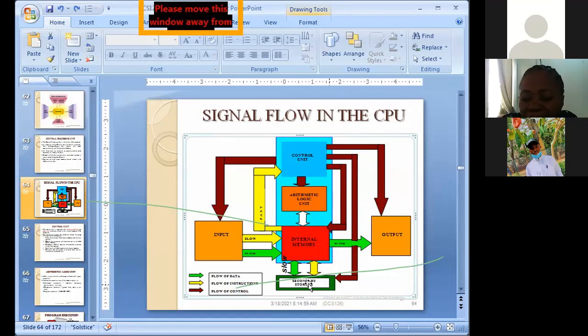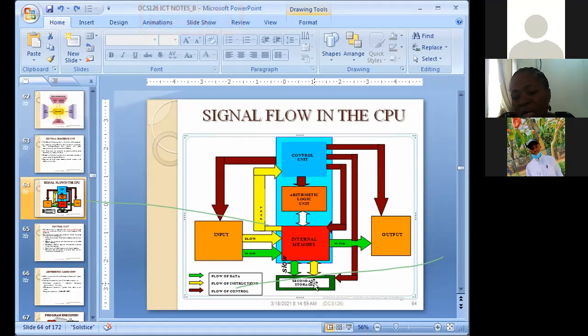So it will signal it, and once it has signaled it, remember that the result is still temporarily in the internal memory. After it is signaled, okay, it's time to store, then a signal will flow from the internal memory down to the storage device. At this point, this is when you save your work. Your work or whatever you have done is now saved onto a secondary storage device. So this is what happens here.